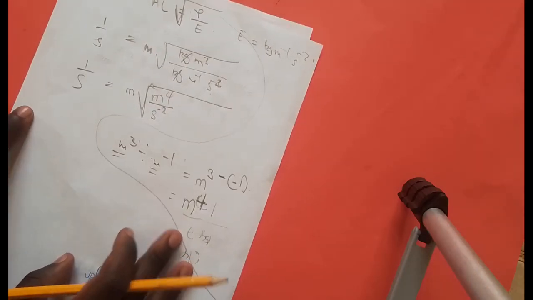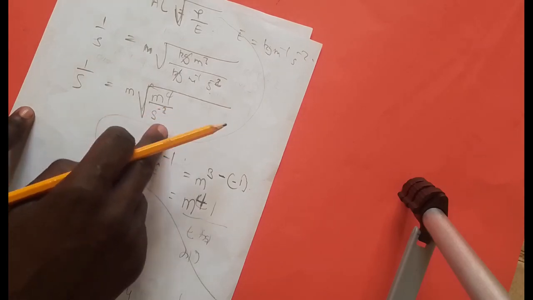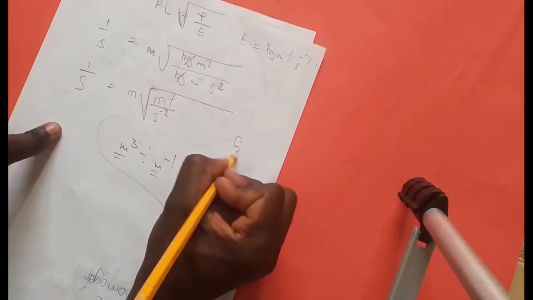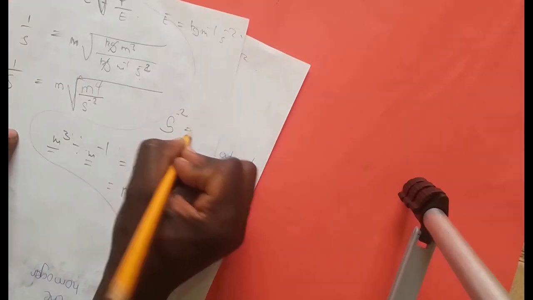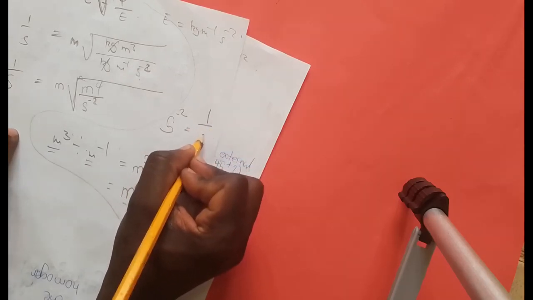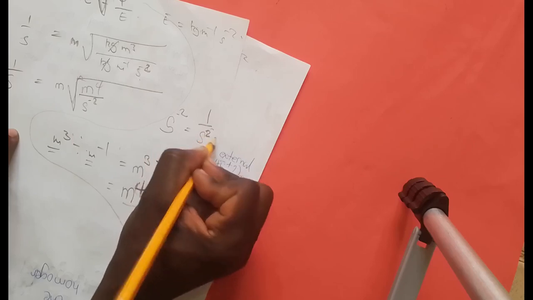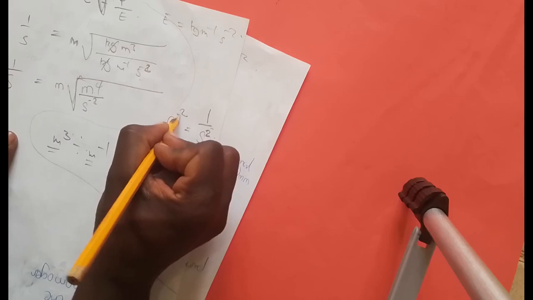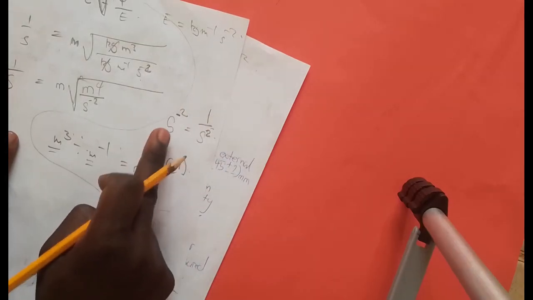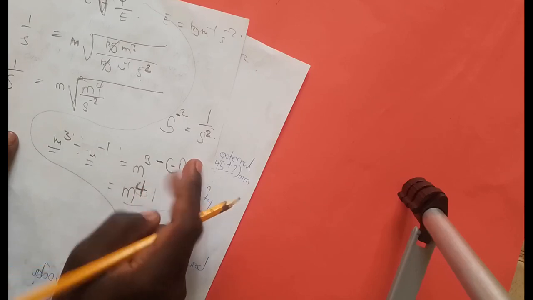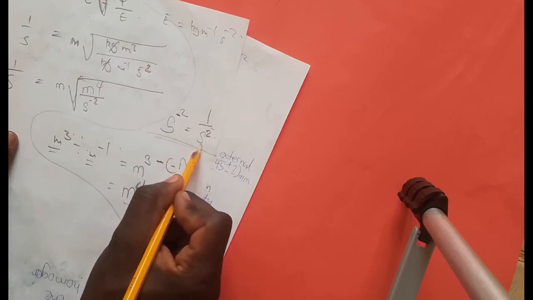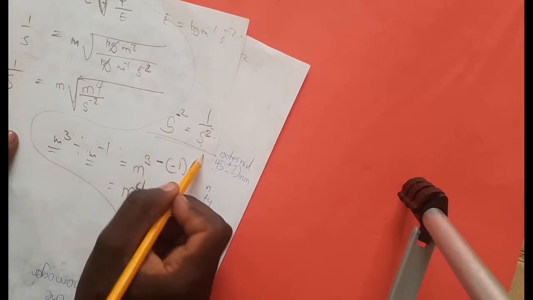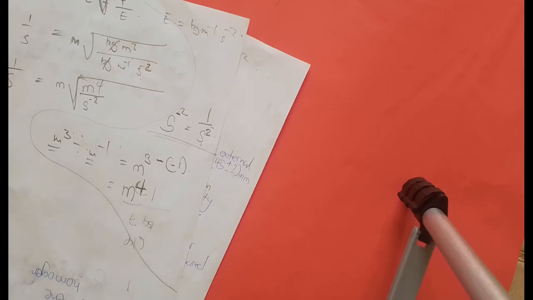So we now have 1 over s is equal to m under the root of m to the power 4 over s to the power negative 2. And I've told you that s to the power negative 2 is just equal to 1 over s to the power 2, without a negative. There's no negative on the s here. So s to the power negative 2 is equal to 1 over s to the power 2, right? That's as simple as it is.